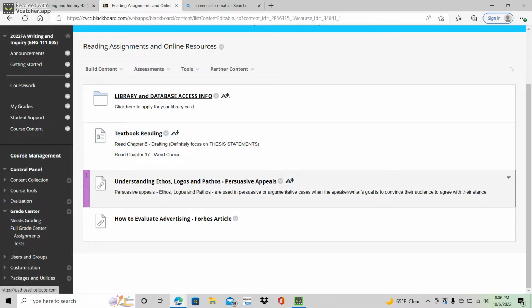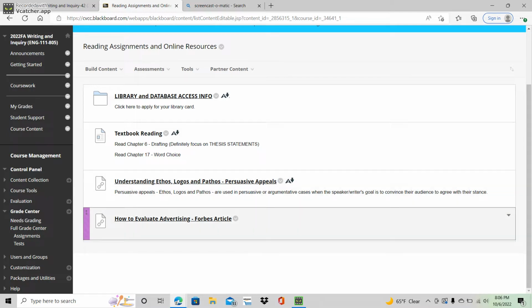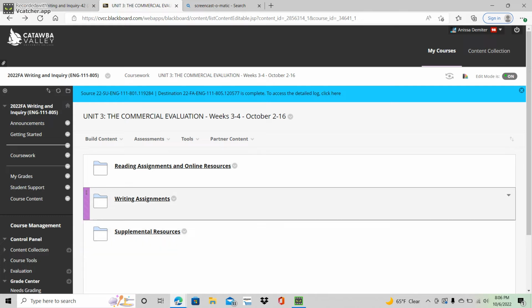Definitely click on this link because it's going to talk about the different persuasive appeals that we use in general to argue for or against something or to try to convince someone of something. And this is also done in commercials. So you definitely want to click on that and read through ethos, logos, and pathos. And then this is an article in Forbes magazine that talks about how to evaluate advertising. So make sure you read through those.